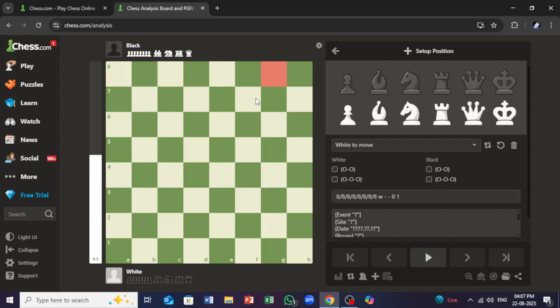These squares that I am highlighting in red are called light squares. Light squares. They are white, but they are called light squares. These white squares are called light squares.